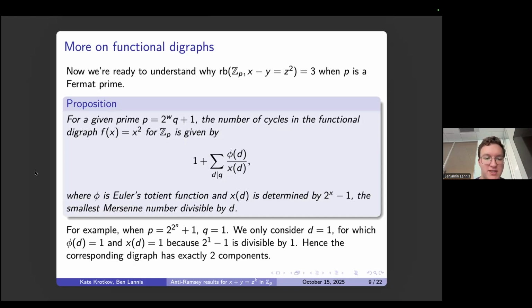Therefore, the corresponding digraph for this Fermat prime will have exactly 2 components. And to give some intuition about why this forces the rainbow number to be 3, recall that the components of the digraph have to be colored monochromatically. So we only have 2 components. We're going to color 0 red without loss of generality. And then we only have 1 color left over to color the remaining component. So in some sense, there's no more room for a third color. And this is sort of a high-level intuition for why the rainbow number might be 3 in this case.